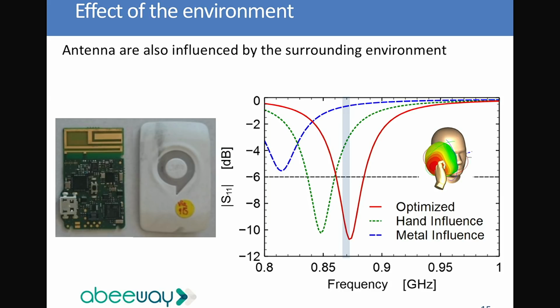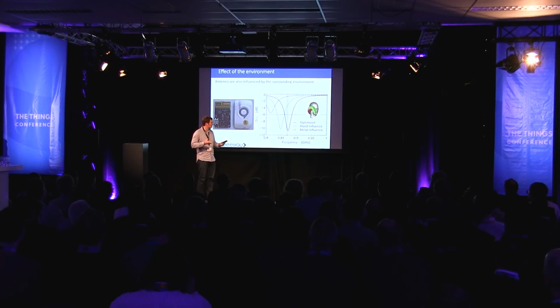And just to show you, if you move from the optimized curve, for example, I hold this terminal, you see that the resonance frequency of the antenna is shifting a lot. Why? Because the hand has a very high permittivity, and it's modifying the field all around the antenna. And even more, if I put this device on the metallic table, I'm completely losing my bands. So it's still an open question how you can solve this issue.